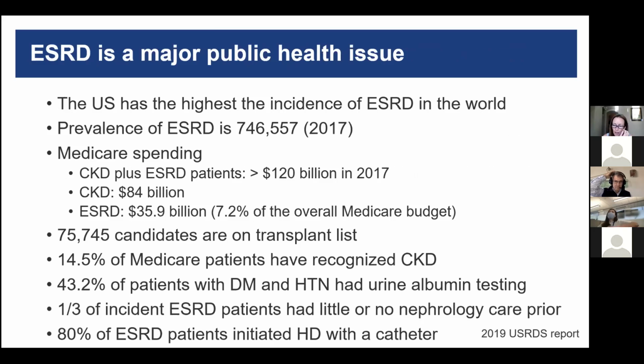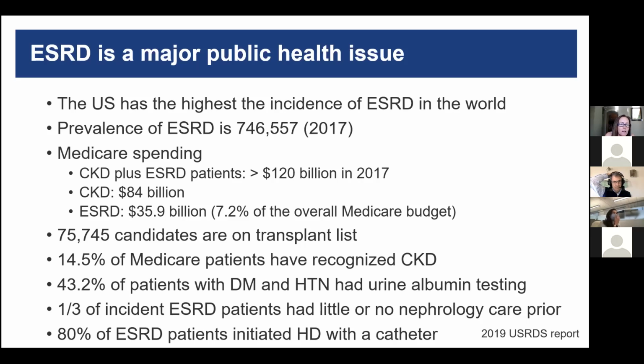This is some background information about ESRD patients in general, and I think it's important for everyone to know this information. This comes from the 2019 USRDS report. The US has the highest incidence of ESRD in the world, and the prevalence of ESRD is almost 750,000 patients, 746,000 in 2017.